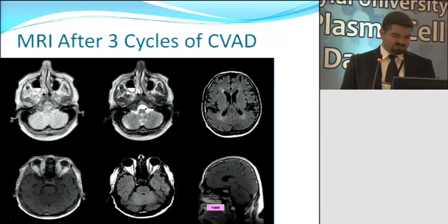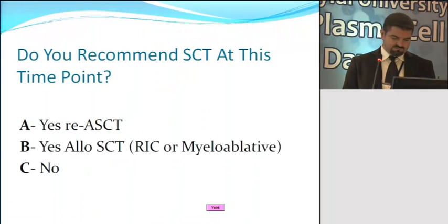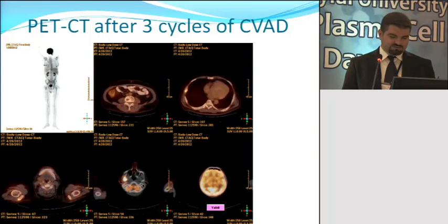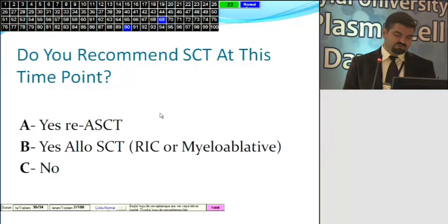This is the MRI after 3 cycles of cyclophosphamide, bortezomib, doxorubicin, and dexamethasone. You see a response, and the pachymeningeal infiltration seems to be regressed. And this is a PET-CT at that time point. There was still activity at the plasmacytoma. I have a comment. Do you recommend stem cell transplantation at this time point? Yes, re-autologous. Yes, allo, with RIC or myeloablative conditioning, or no?